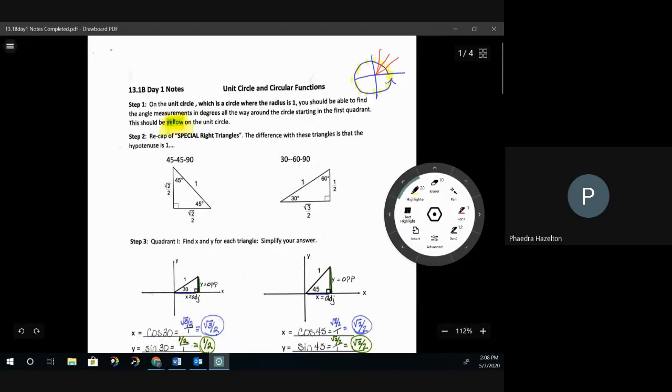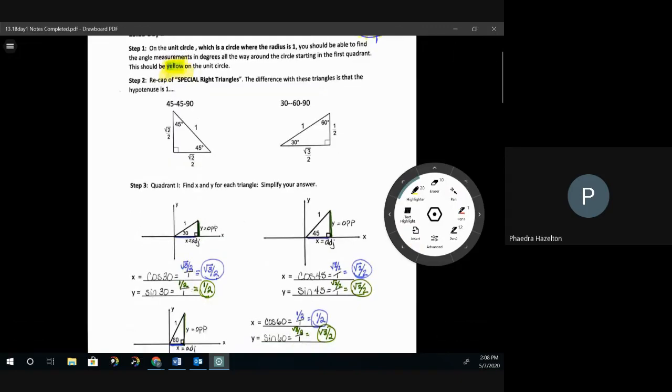The next step is, let's recap a little bit of special right triangles. You've got your 45, 45 special, and then you have your 30, 60, 90 special. The 45, 45 special is basically where both of your legs are going to be exactly the same. Your 30, 60, 90, if we just look at my angle 30, the opposite is going to be 1/2, and then you have short leg and long leg.